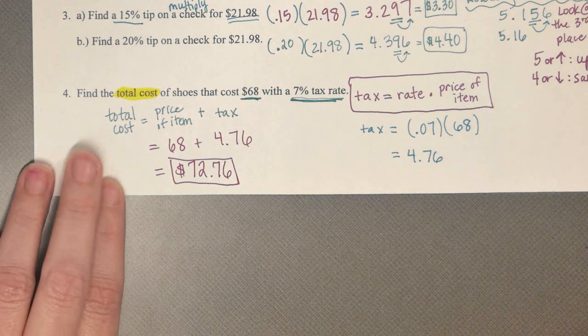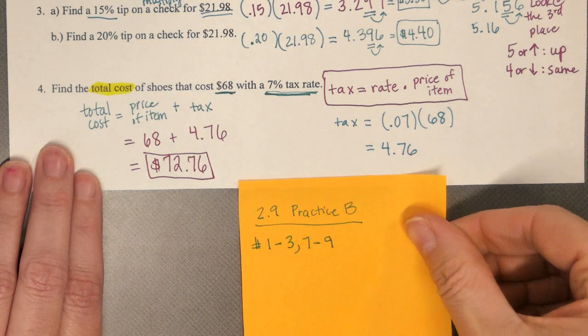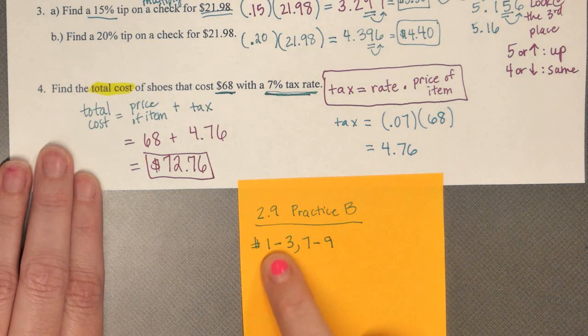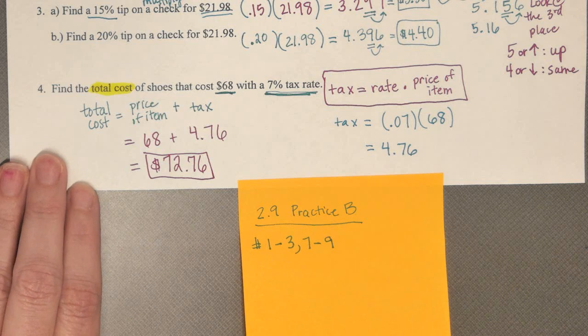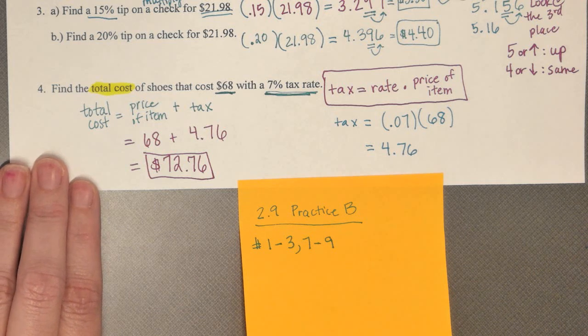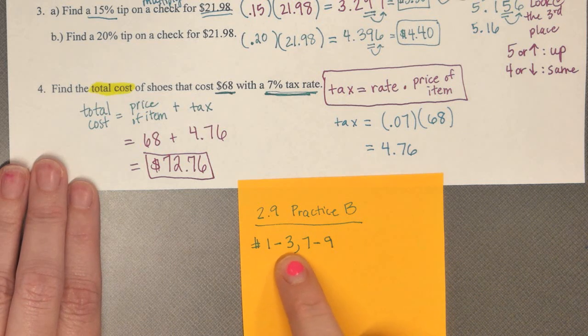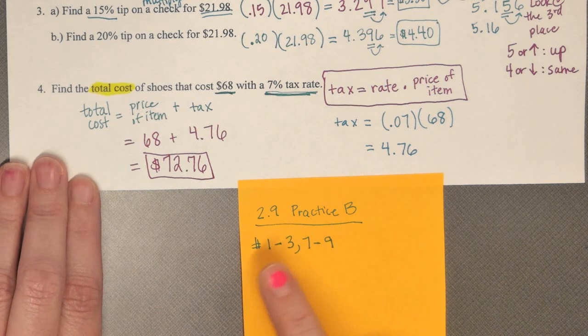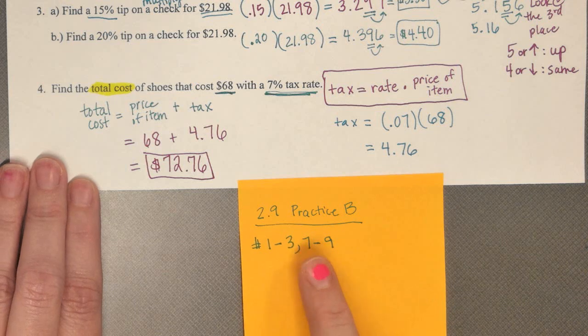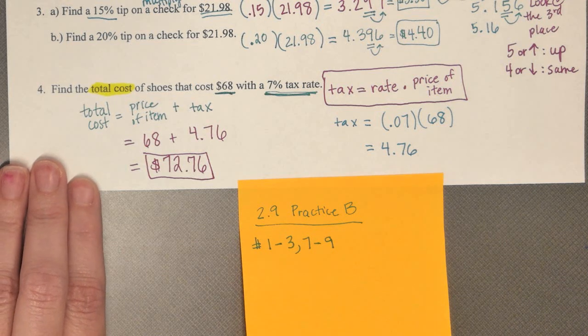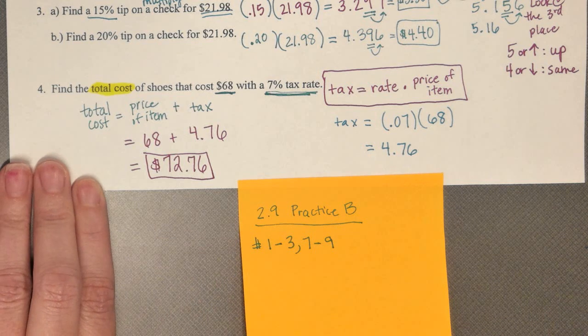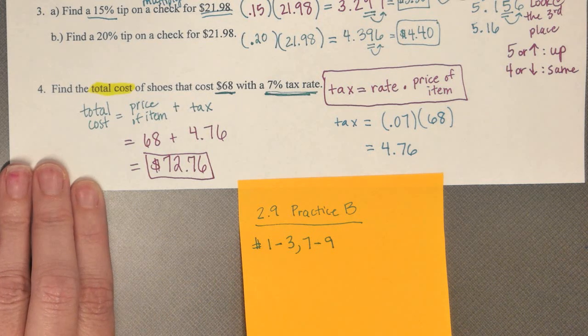Okay, so in a moment, I'm going to give you the Practice B worksheet. We're going to do part of it today, and part of it tomorrow. When you get it, I would circle these so you don't try to do number 4 and get really confused because we haven't talked about that yet. So you just have to do 1, 2, and 3, and then 7, 8, and 9. I'm going to have you start 1 on your own, but then we're going to do some group work, okay?